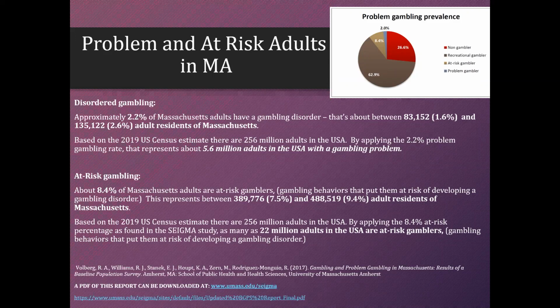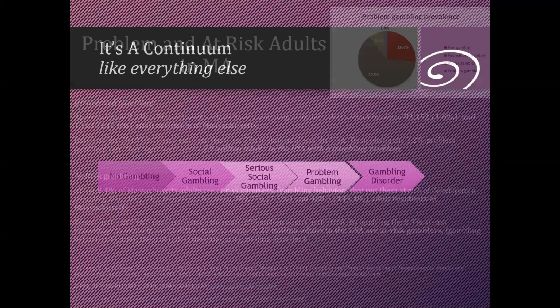And look at those numbers. So let's say you take 404, let's round that up to about 450,000, plus you add the 100,000. That's 550,000 adult residents in Massachusetts who may be at risk for a gambling disorder. And then you look at the 22 million adults in the US who are at risk for a gambling disorder. So in other words, there's a lot more people out there than people think, either at risk or with a diagnosable one. And here's the at-risk part, right?